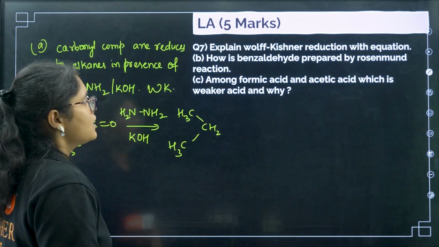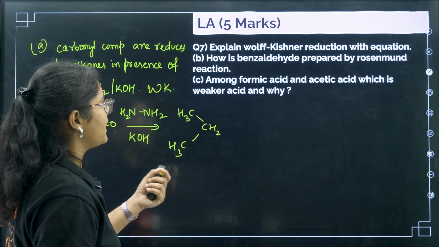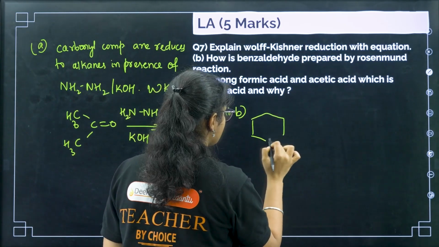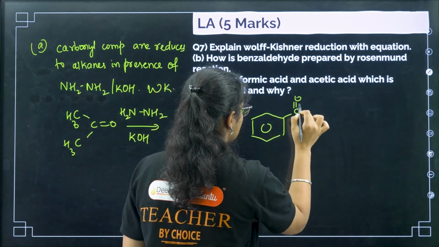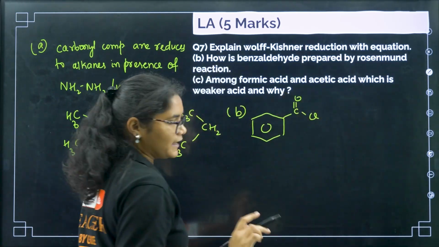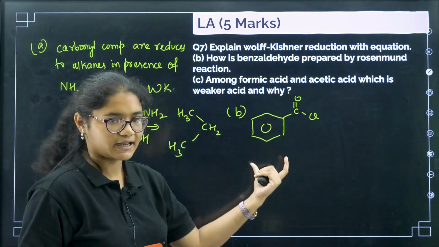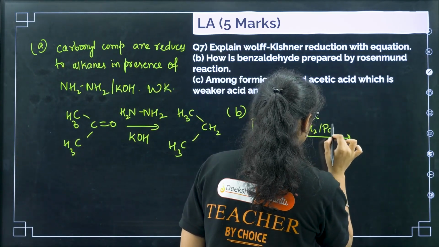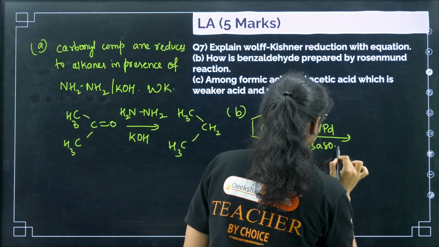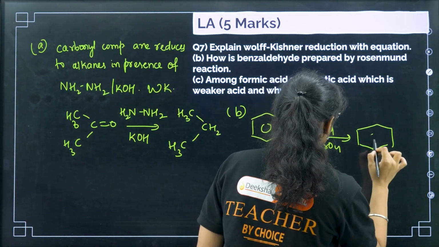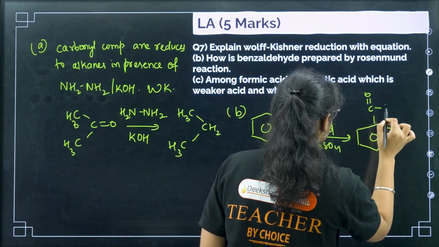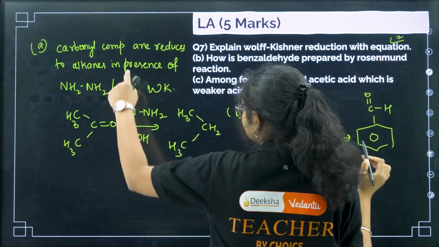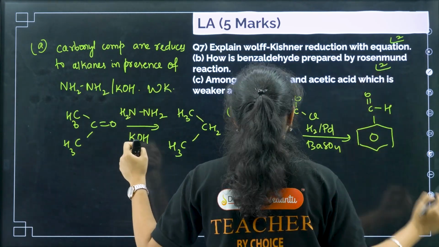Next, how is benzaldehyde prepared? By Rosenmund reaction. So you need to take benzoyl chloride here, and you need to also write the statement here: benzoyl chloride on reacting with H2, palladium barium sulfate gives benzaldehyde. That is the statement, and then you need to write the reaction. So this is your 2-marker equation and statement.